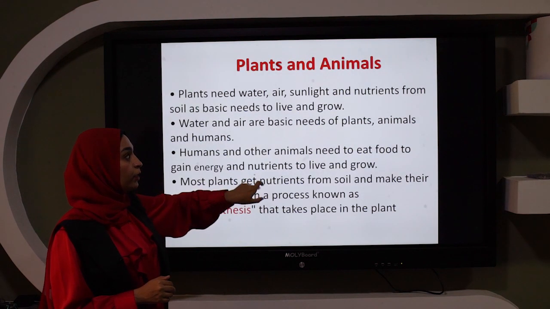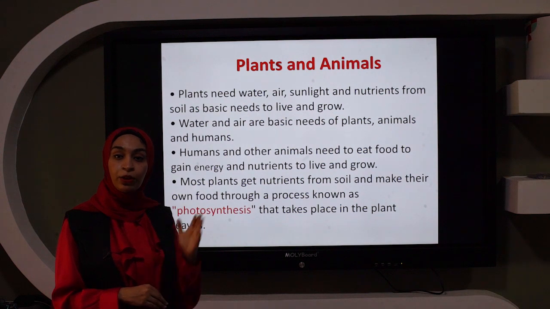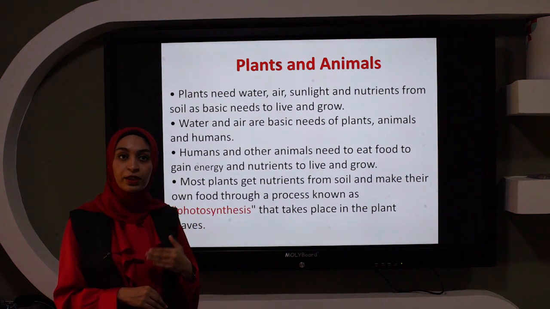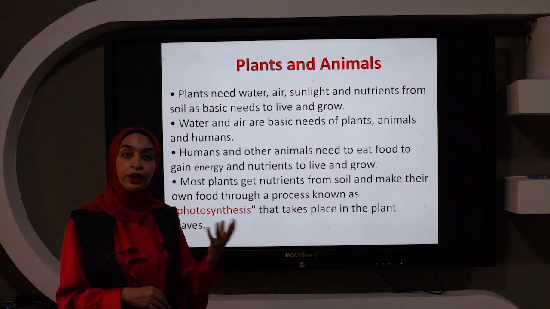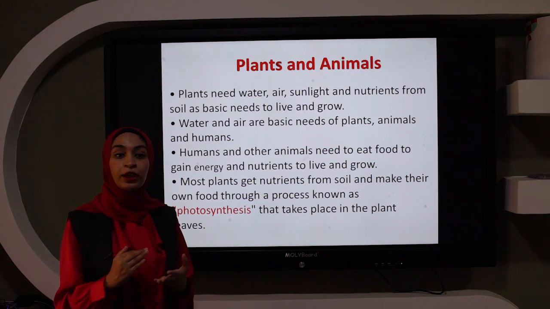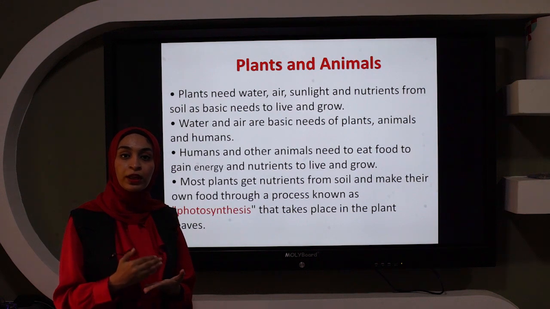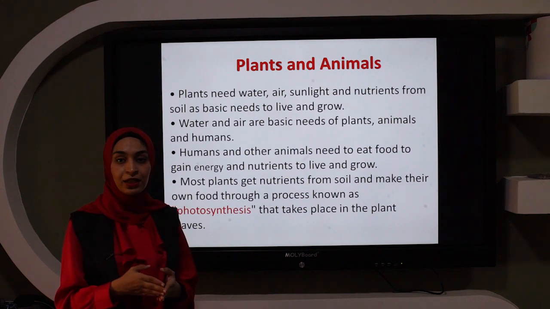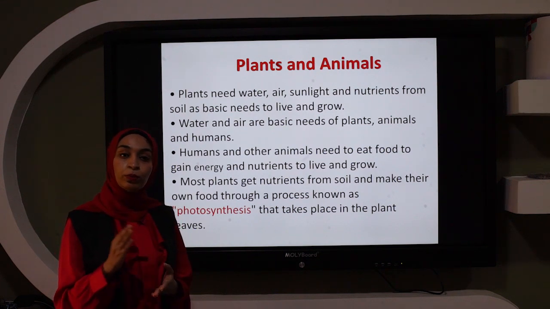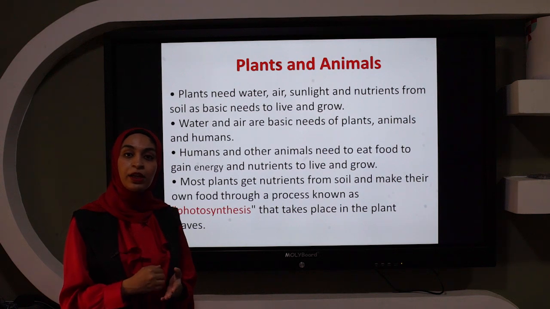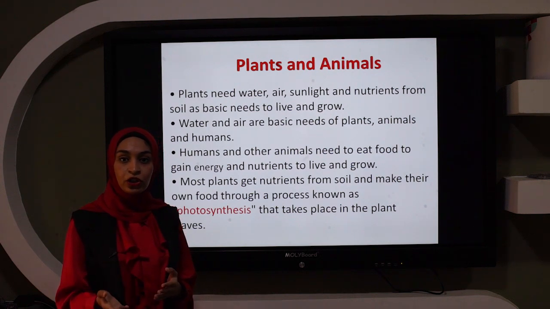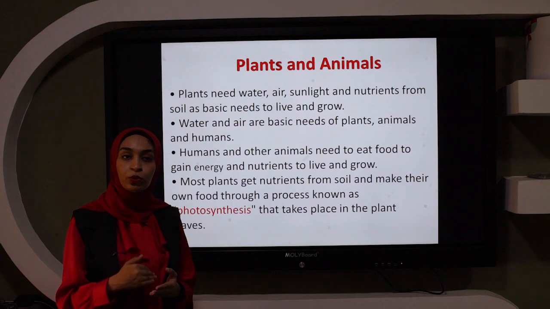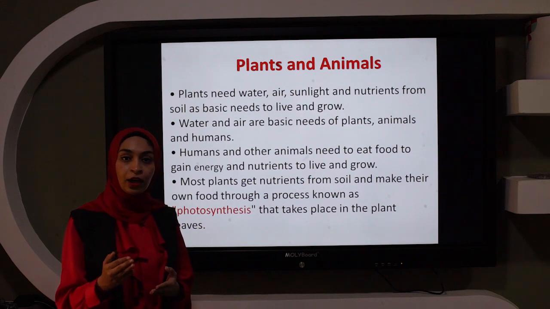What about the animals and the humans? First, the plant makes its food in the form of sugar called glucose, while the humans and the animals depend on the plant to get their food, or to get energy to survive. And what is the meaning of survive here? It means stay alive. So plants, animals and humans all get energy and stay alive.